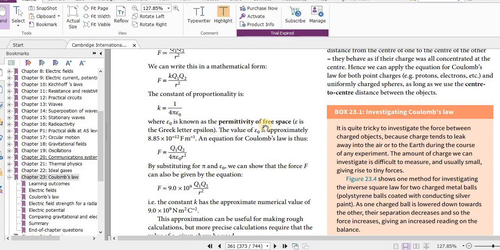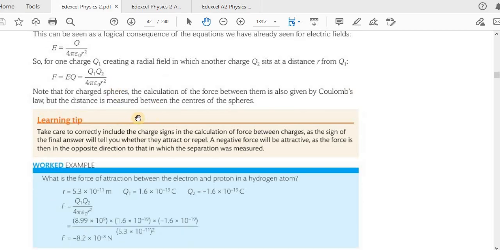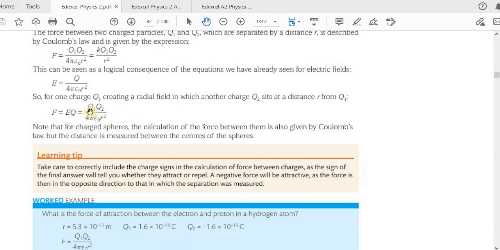Then here we have epsilon naught, that is called the permittivity of free space. I have explained that in the previous video also. Note that for charged particles, now remember again, the distance is measured between the centers of the spheres. Charged spheres, the calculation of the force between them is also given by Coulomb's law. So even for spheres we can use this. For charged particles also we can use this. So this is involving two charged particles.